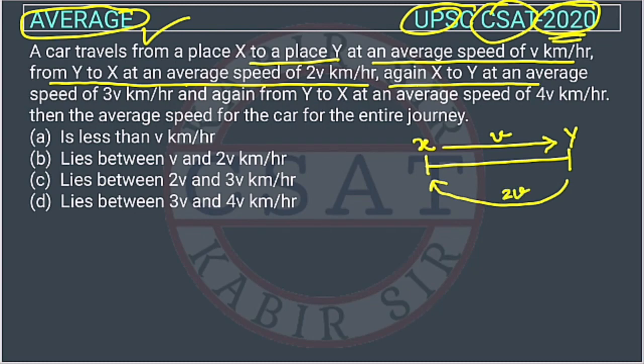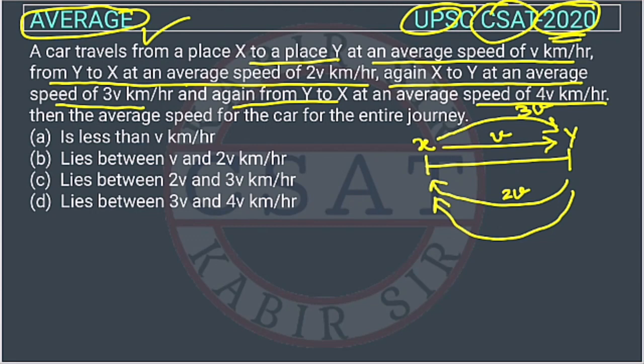Again X to Y at an average speed of 3V. Now again going from X to Y at a speed of 3V. And again from Y to X, coming back to X at a speed of 4V, right? Then the average speed of the car for the entire journey, right? Now we have to calculate the average speed for the entire journey.